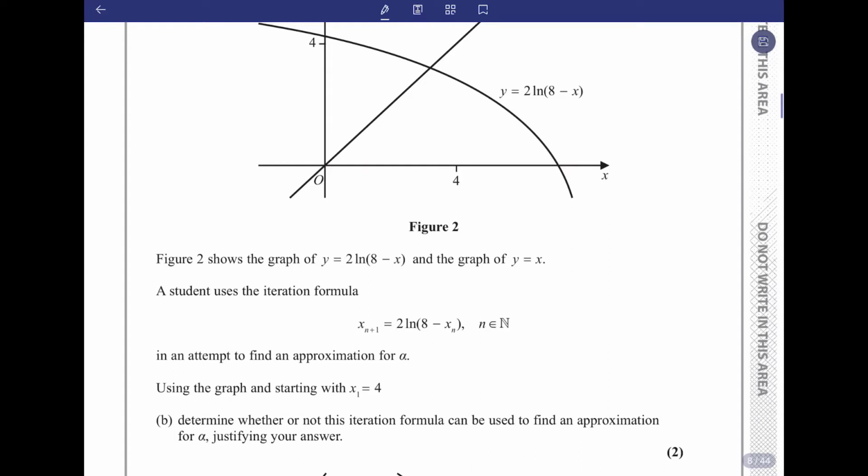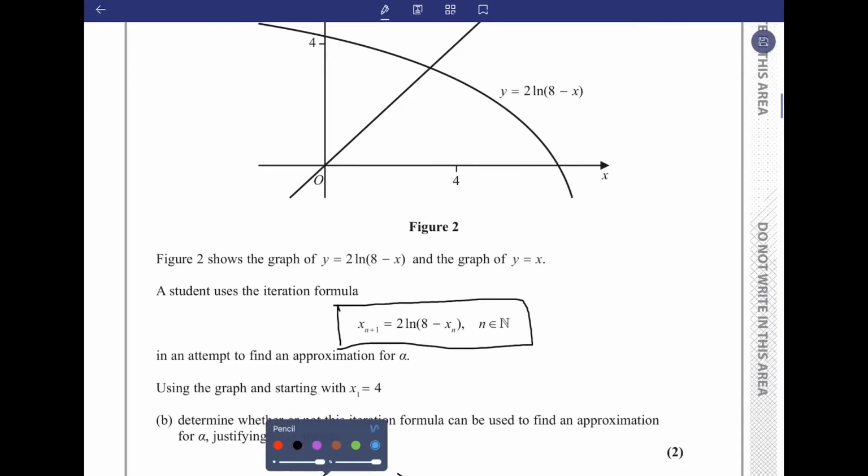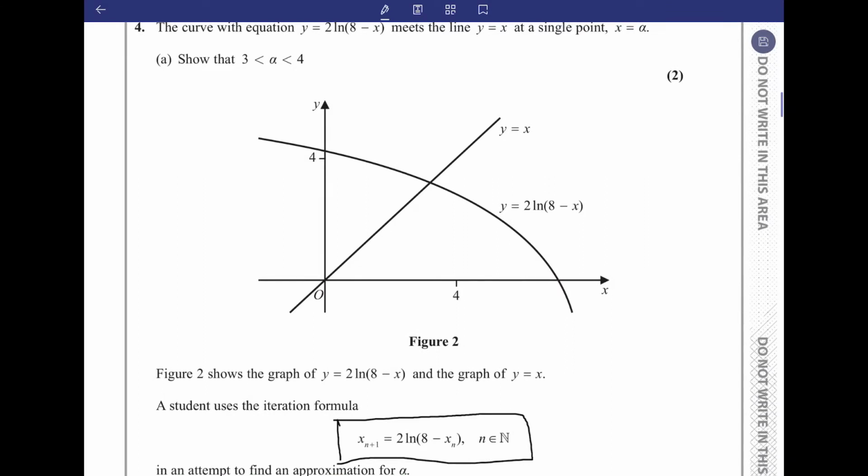Moving on to part B. Here we have this simple iteration formula which expresses the next term in terms of the previous term. So we're starting with x1 equals 4. So determine whether or not this iteration formula can be used to find an approximation for alpha. So what we do here is we draw the cobweb diagram, which I'm going to try my best to draw on this graph. So we start at x1 equals 4, we go up to the curve, then we go left along to the line, up to the curve, and so on. And you can see that the cobweb curve is spiraling inwards and it's converging towards the root alpha.